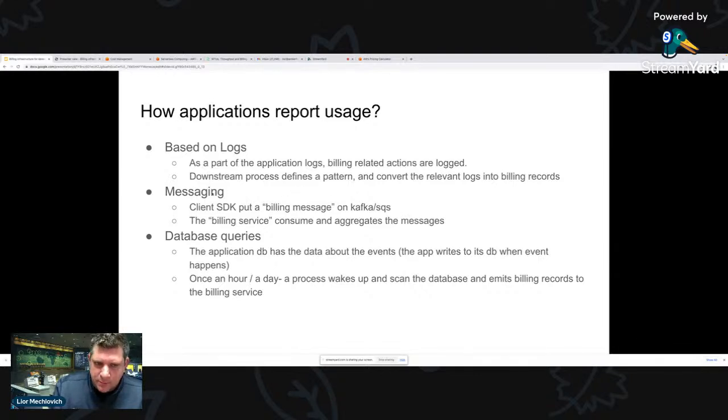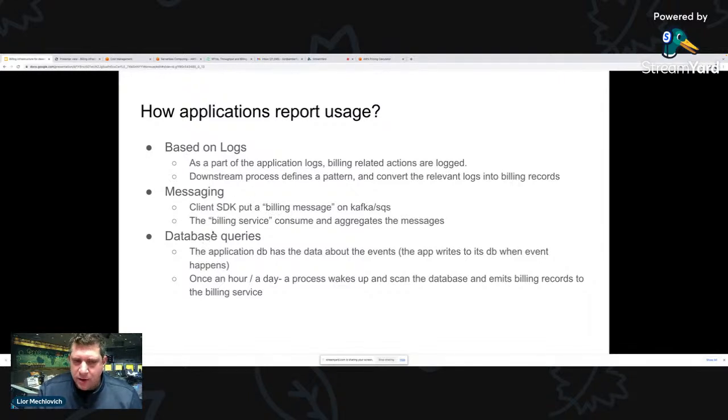This is more mature, where there is some platform service inside the company. Somebody built an SDK that you call .send billing, and this sends the event into Kafka or SQS, that is later consumed by the billing service. Yeah, that's a really good example of this kind of architecture.